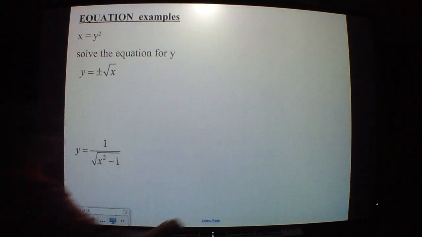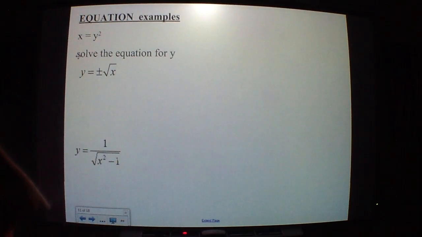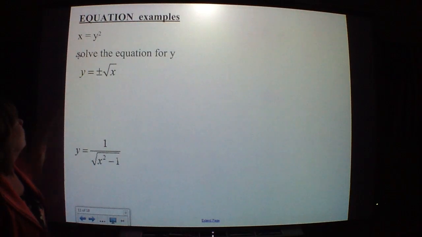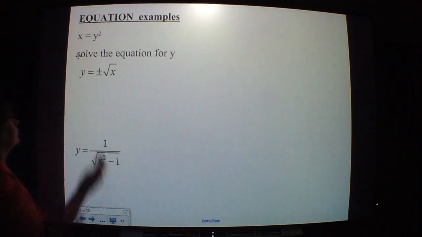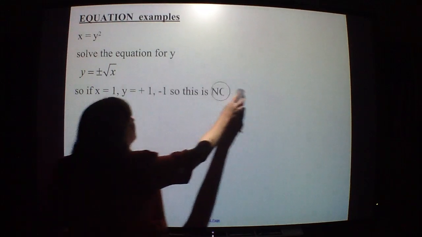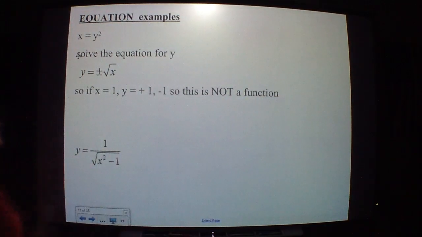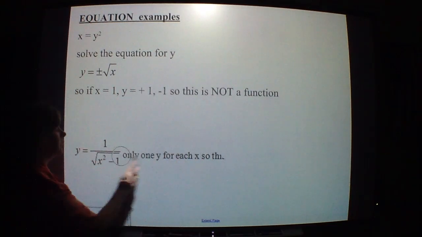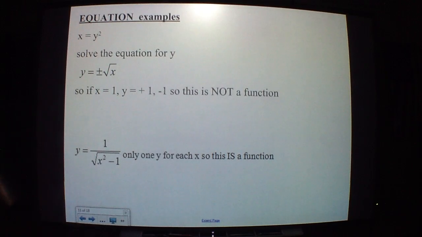Okay? So for example, if x were 1, y could be 1, but y could also be -1. So this is not a function. Because for one x of 1, I have two different y's, plus or minus 1 is assigned to it. But this one is a function. This one is a function. So if you see a y squared in it, it won't be a function. Okay?